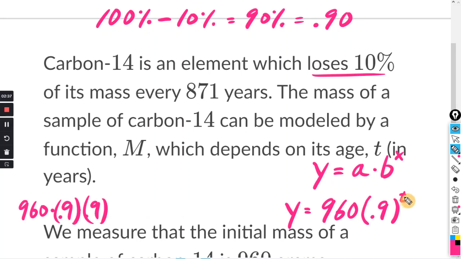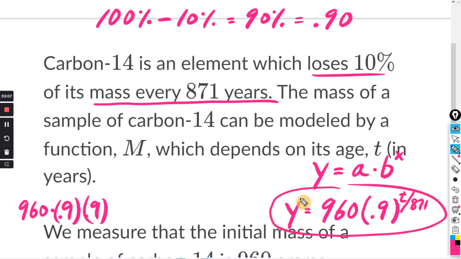But we don't want it to increment by 1. We want it to go every 871 years. So we want to divide t by 871. Okay, this way when it's 871, it'll be 871 divided by 871, that's 1. Then you add another 871, it's going to be 2 times 871 divided by that, and it'll be 2, and so on. So this is the final answer.